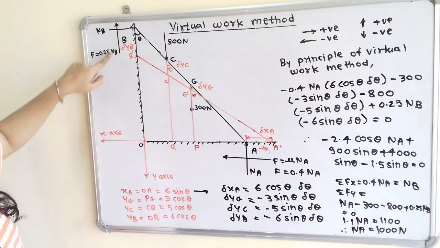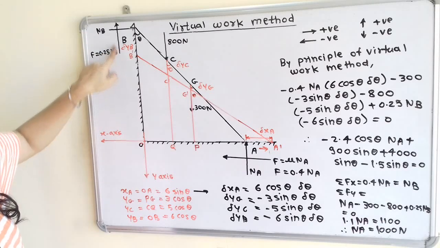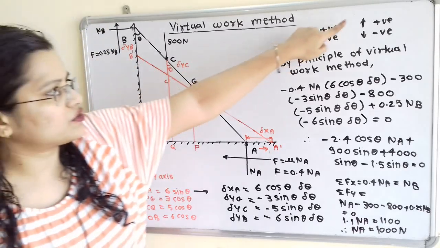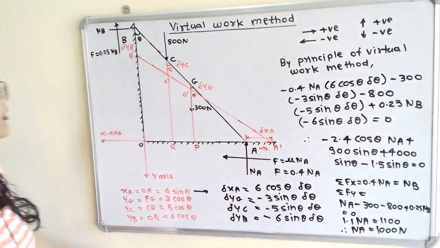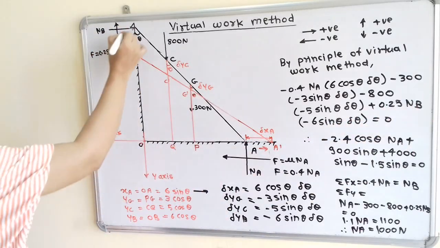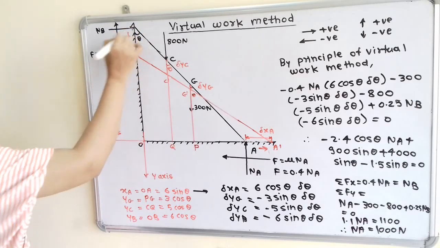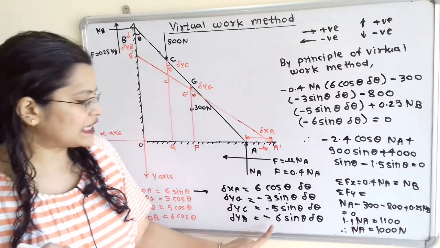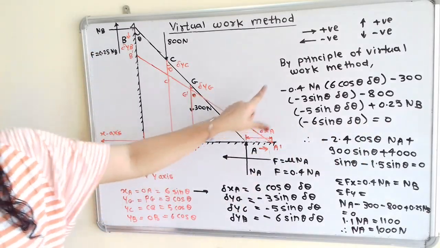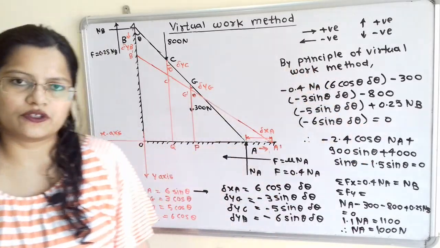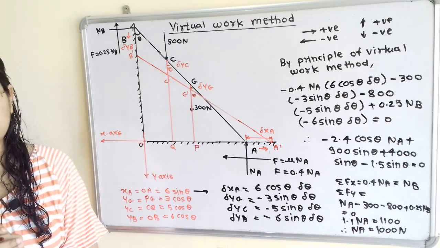Next is this force 0.25 Nb. It is in upward direction. So for the upward direction plus 0.25 Nb multiplied by displacement. So this displacement is in the downward direction, so we have to take with negative sign, minus sin theta delta theta, and all this summation is equal to 0. Now we will simplify this.